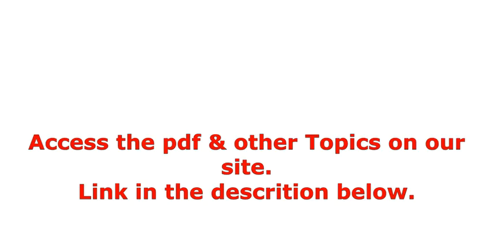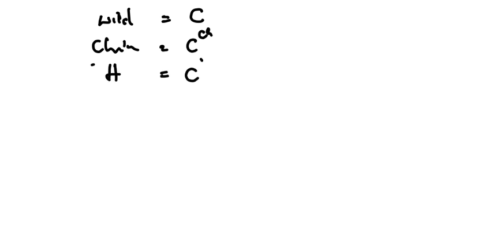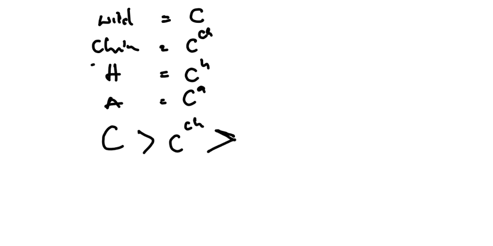All right, so what happens is that first we have to write out the full color, which is the wild type, is going to be denoted by C. The chinchilla is denoted by CH. Then the Himalayan is CH. And the albino is just going to be denoted as CA. So what you notice is that the dominance order goes like this. The wild type is greater than the chinchilla, then the chinchilla is greater than the Himalayan, and so on and so forth.